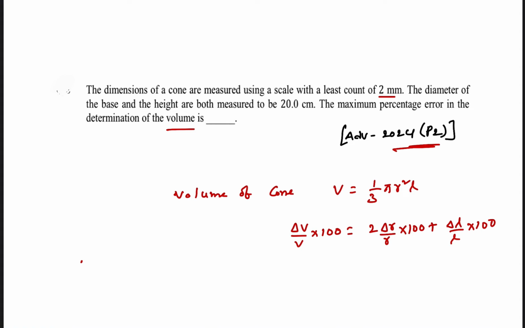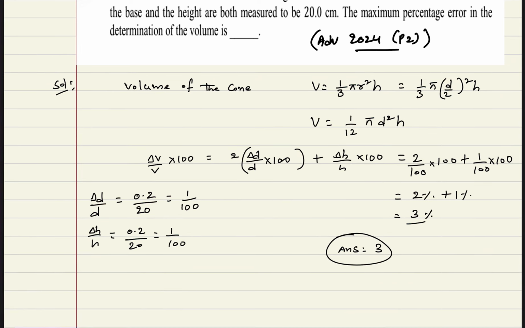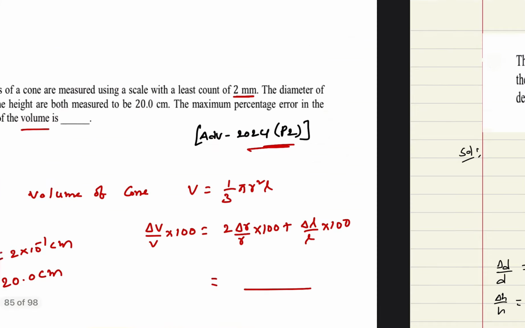All values are given. You can see the least count is delta scale, 2 millimeter. Diameter and height are both given as 20 centimeters. So delta R and delta L are both 2 millimeters, that is 2 into 10 power minus 1 centimeters. And R is equal to L is equal to 20.0 centimeters. You substitute there, you will get the answer.